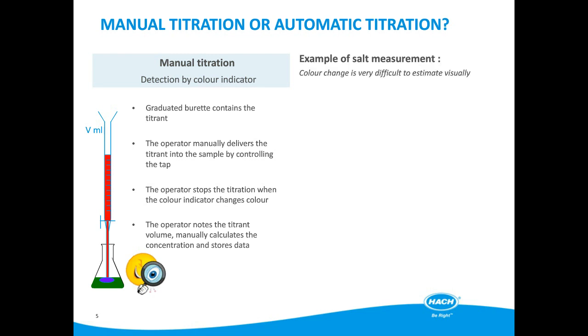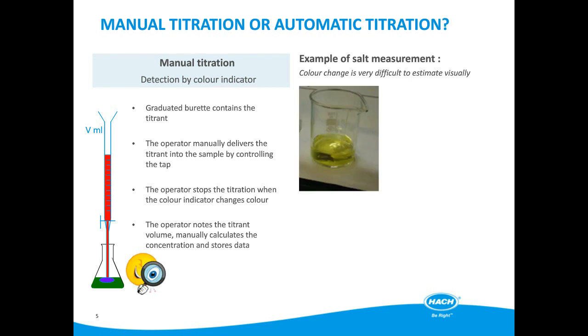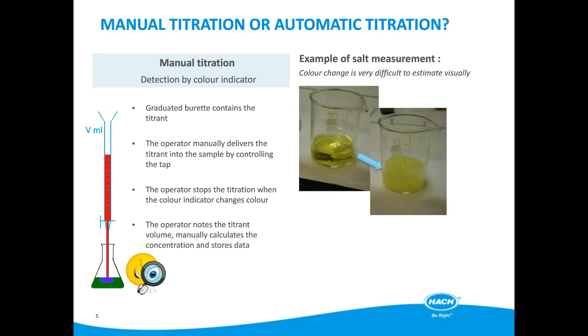But if we take the example of salt measurement, we can see that, for instance, the color change is very difficult to estimate visually. Here you see a sample, and this one is very clear. It's not always the case for all kinds of samples, but this one is clear. As soon as we put the titrant into the sample, the color changes and we have precipitation.